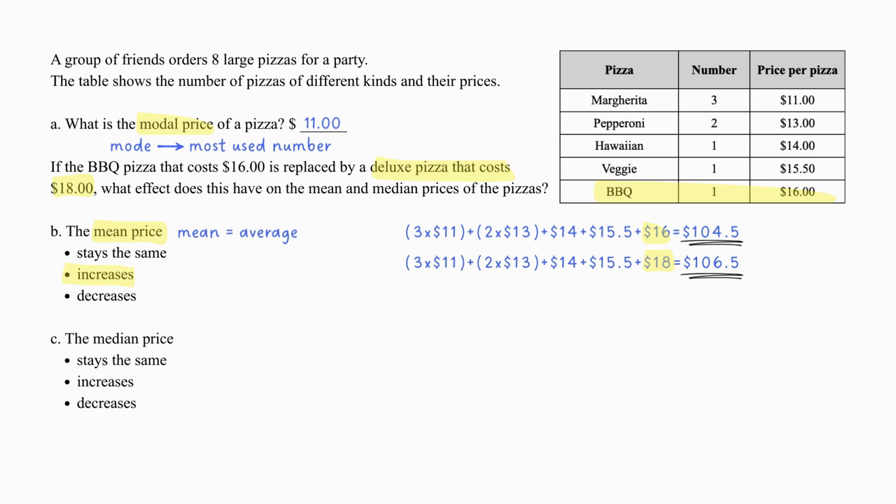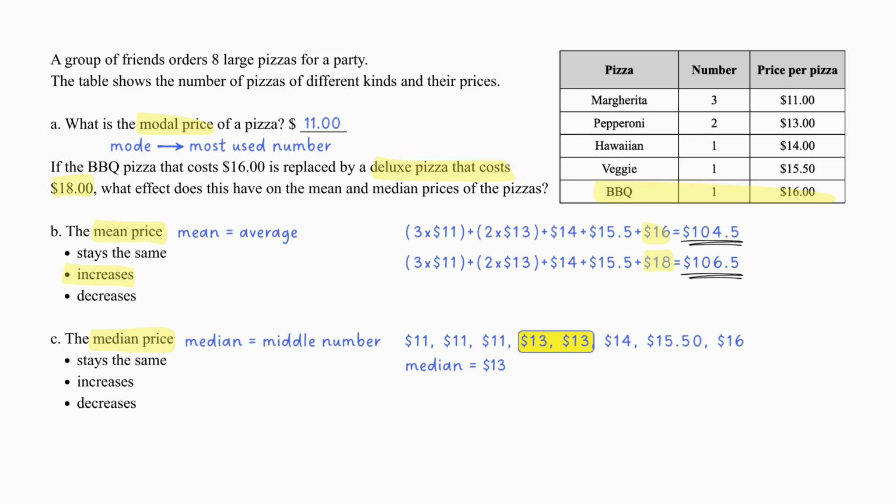So we choose increases. Part C is about the median price. The median is the middle number when you line everything up from cheapest to most expensive. Let's list our 8 pizza prices in order. Since there are 8 pizzas, which is an even number, the median is right between the 4th and 5th pizza. The 4th pizza is $13. The 5th pizza is $13. So the median is $13.